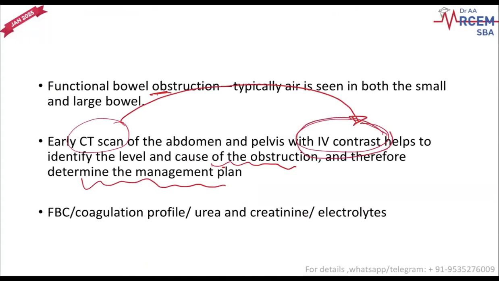Whenever you're giving IV contrast, make sure you get the creatinine levels done because it affects the kidney. If someone has high creatinine levels, it can predispose that patient to complete renal failure. So be aware when you're using IV contrast, get a creatinine done before that. Along with it, routine blood investigations like full blood count, coagulation profile, urea and electrolytes will be required because he's constantly vomiting and he's constipated. There are signs of infection also present.